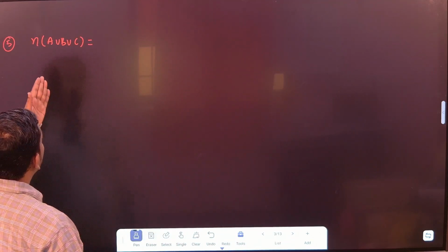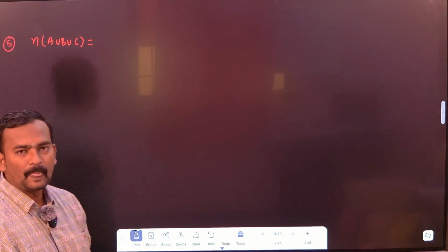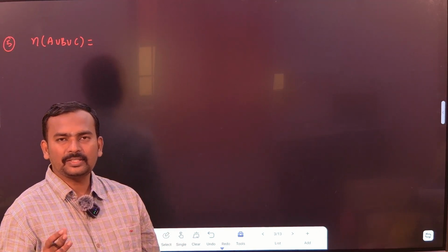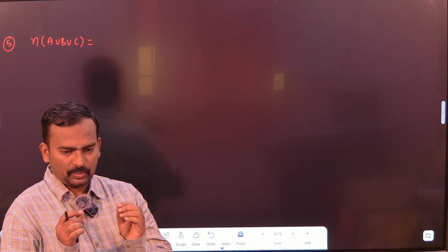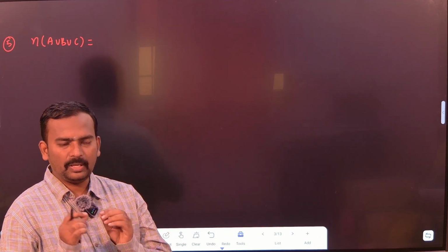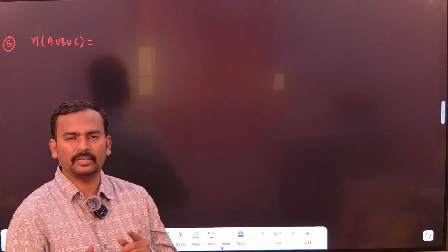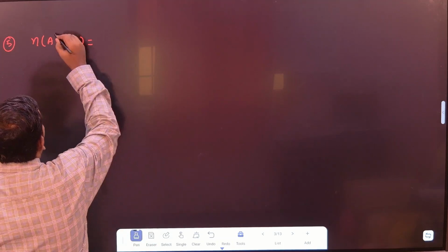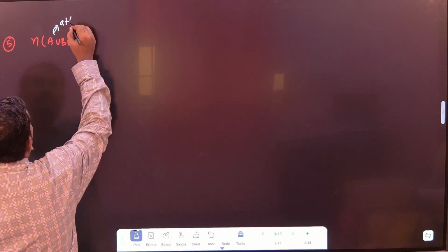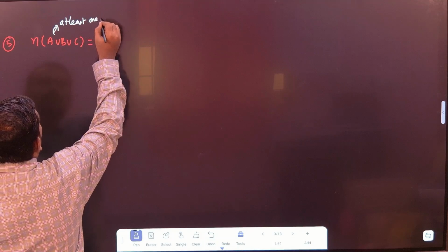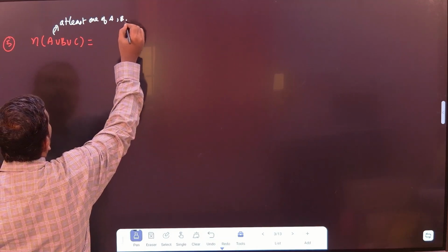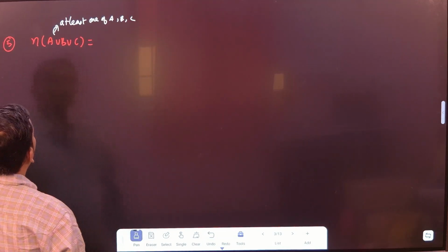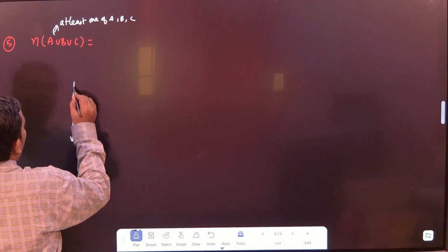Let me take another one. You can see n of A union B union C. How to write? You can see, student, whenever A union B union C, what is the meaning? At least one of A, B and C, right? At least one of them. That's the meaning. This is at least one of A, B and C. Okay, first you can understand through the Venn diagram.